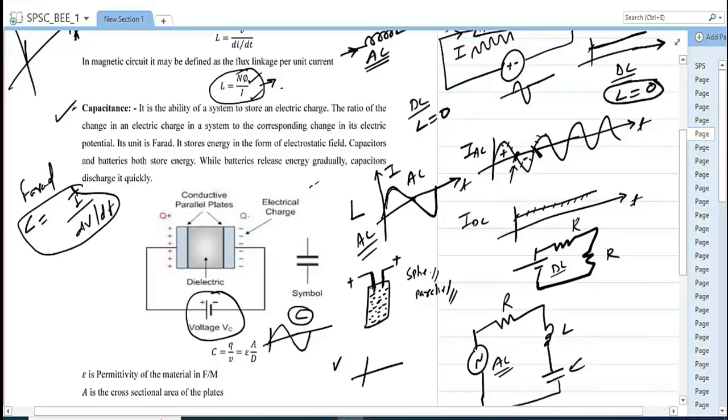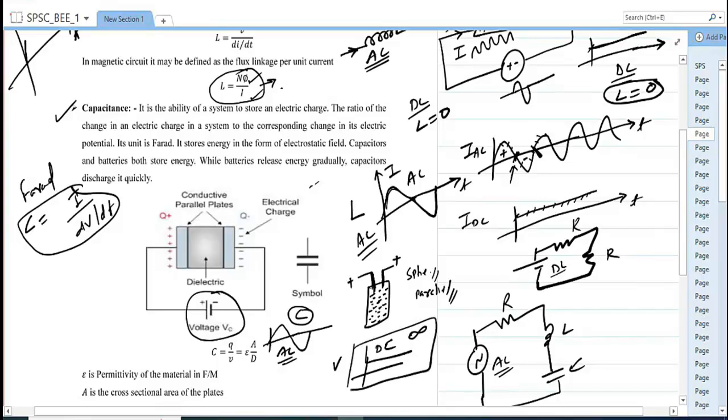If this type of voltage you are applying, this is DC voltage, this is AC voltage. So for DC voltage, what will be the capacitance? It will be infinite. Why will it be infinite? We will discuss when we derive the capacitive reactance. Then I will discuss this thing.